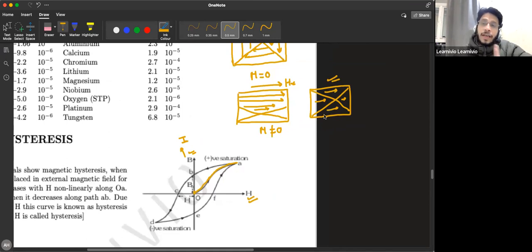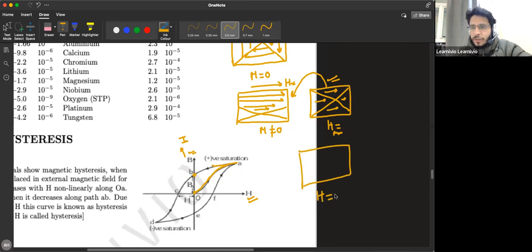Now, this is at some value of H, which is some maximum value of H. So when you start decreasing H, again, the domains will get disoriented. They will cancel each other's magnetic moment and magnetization will decrease. But see here, at this point, your H is 0, but your magnetization is not 0. That means even when your external field is 0, there are few atoms which get aligned in the particular direction. So your H is 0, but your B is not 0.